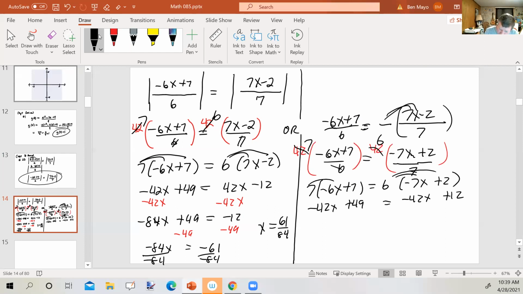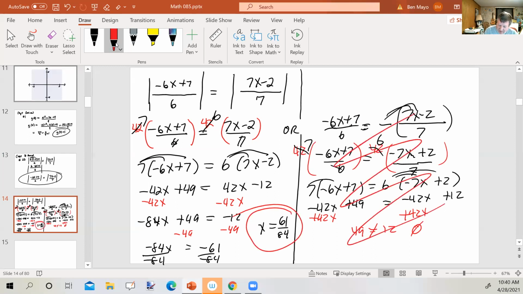So I'm going to put all the x's on the left. I'm going to add 42x to both sides. So now I get 49 equals 12. Well, that's not true. So basically, this second equation leads to no solution. But I need to be careful. The answer to the whole thing wouldn't be no solution or does not exist, because I do have a potential answer over there. So basically, this led to nothing, but this led to a possible answer.